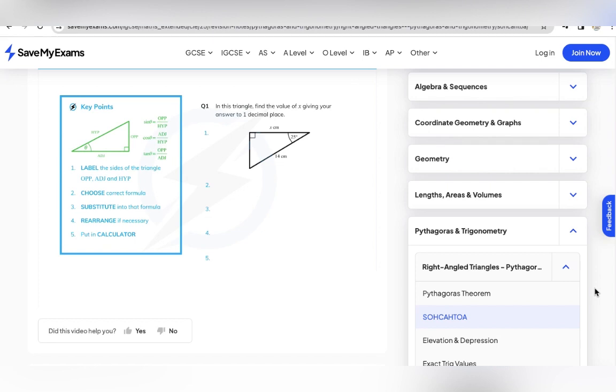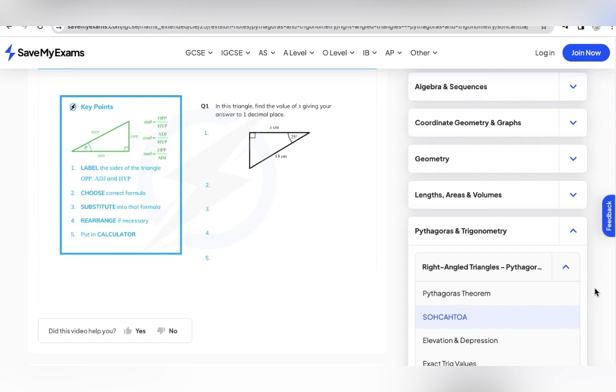So, SOHCAHTOA. Why is it SOHCAHTOA? Well, sine is opposite over hypotenuse, cos is adjacent over hypotenuse, and tan is opposite over adjacent. SOHCAHTOA. Right, what are we going to do? Well, when we've decided this is the right thing to do, we're going to label the sides of the triangle. The hypotenuse is always the longest one, the adjacent one is the other one next to the angle, and then the opposite is the one opposite the angle. So pretty self-explanatory, but you do need to be careful.